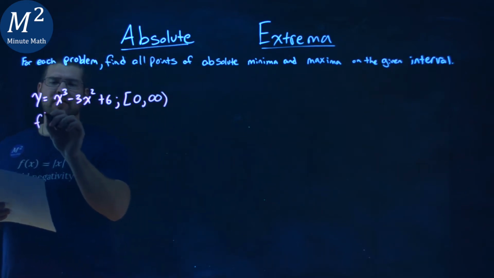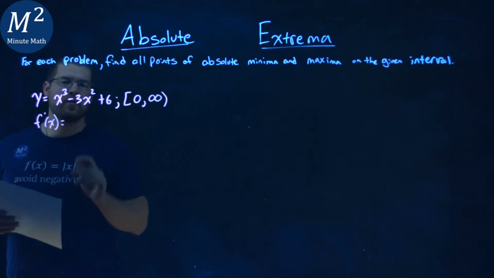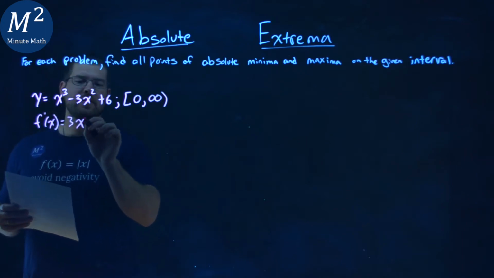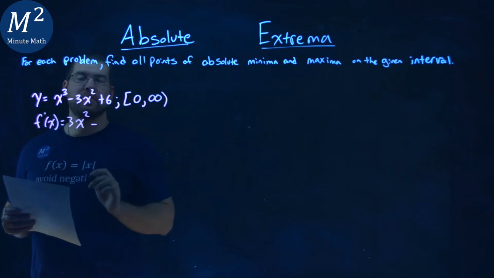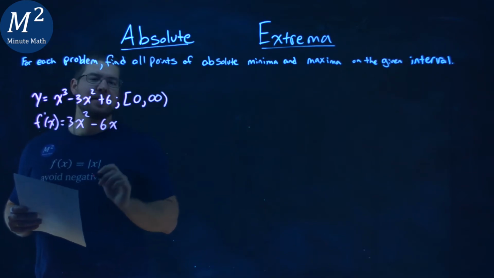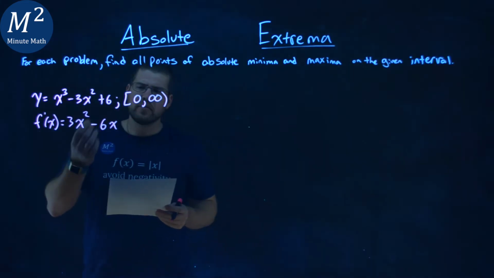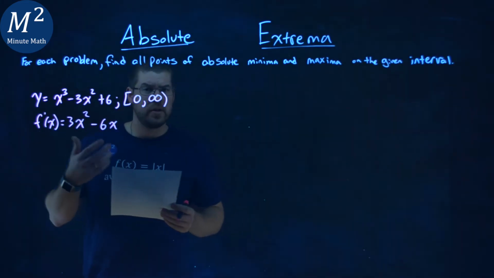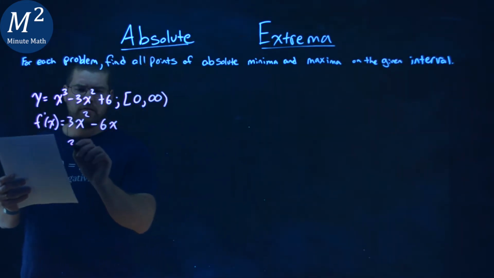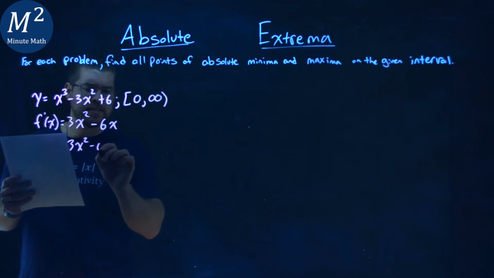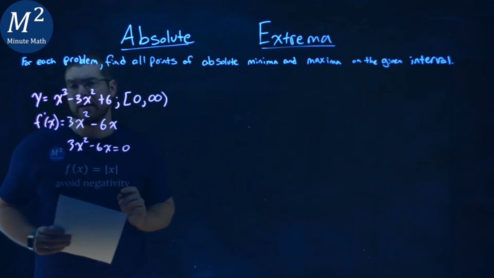So we take our function, find the derivative, we're using the power rule. 3 comes down, x squared. Minus 2 times 3 is a 6, x, and then the derivative of 6 is just, well, 0. We take this derivative and we set it equal to 0 to find our critical values. So 3x squared minus 6x equals 0, and let's solve.